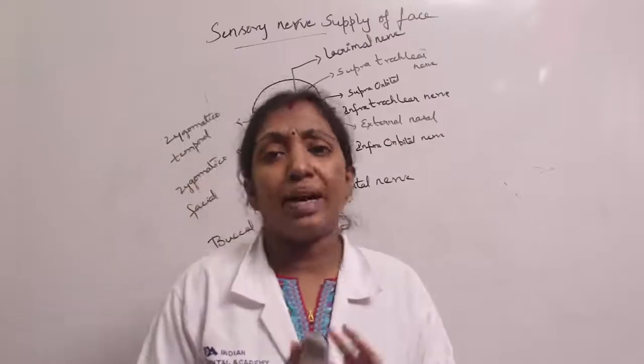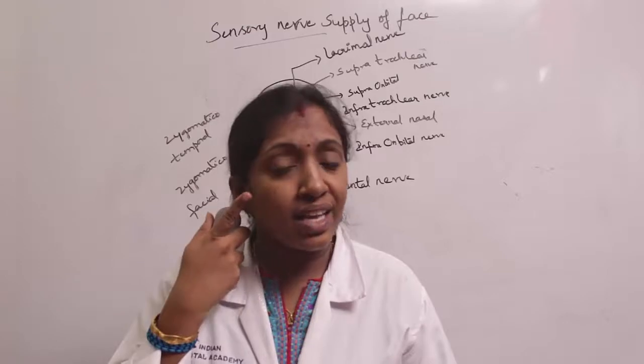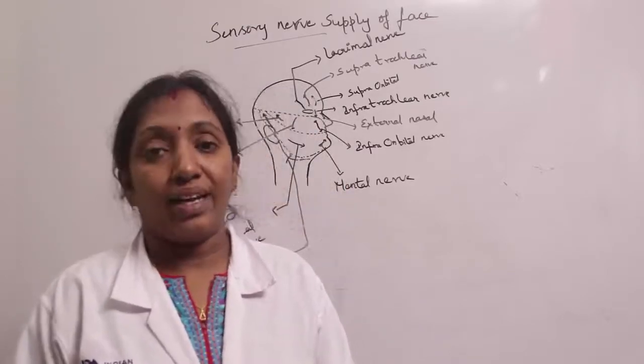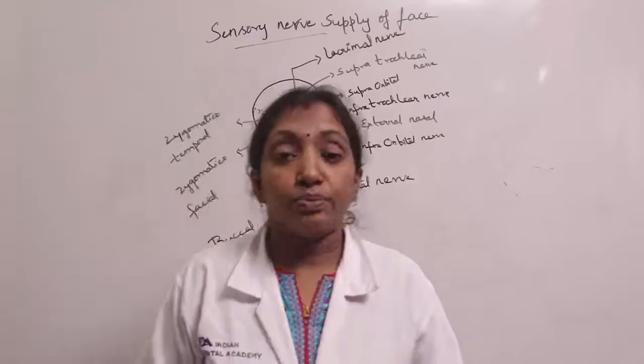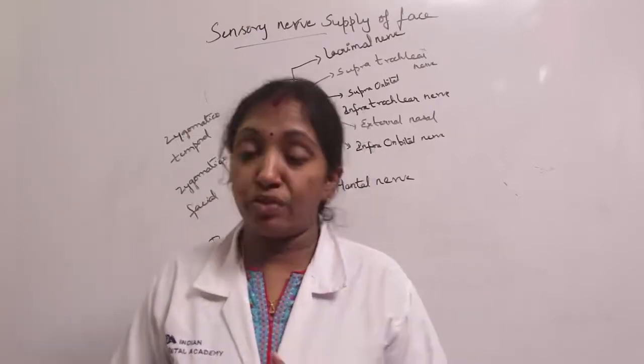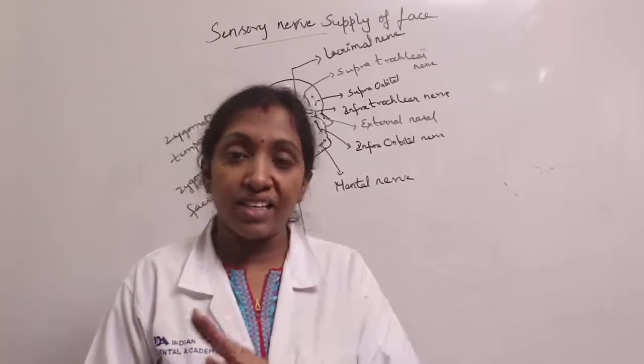And coming to the zygomatic branch of the facial nerve, it runs along the zygomatic arch, and it supplies the lower part of orbicularis oculi. And coming to the buccal branch, the third branch of the facial nerve, the buccal branch divides into superficial and deep.